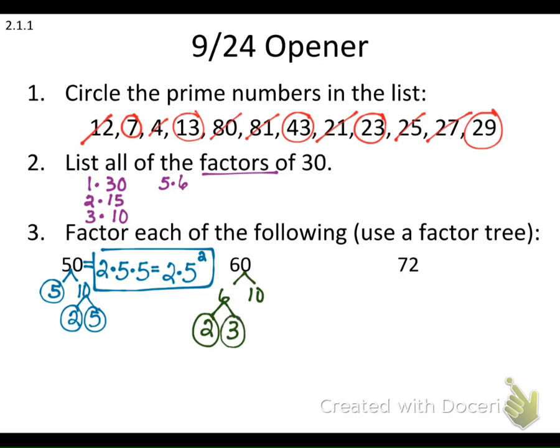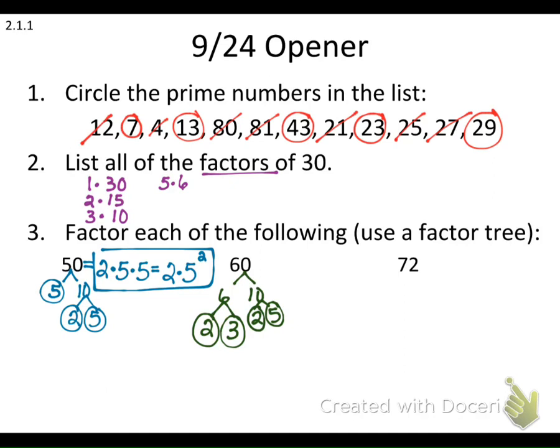So then I come up to my 10. Can I factor 10? Yeah, what times what? What two numbers can I multiply together to get 10? 2 and 5. Now, what kind of number did we say 2 was? So we're going to circle it. What kind of number is 5? So I'm going to circle it.